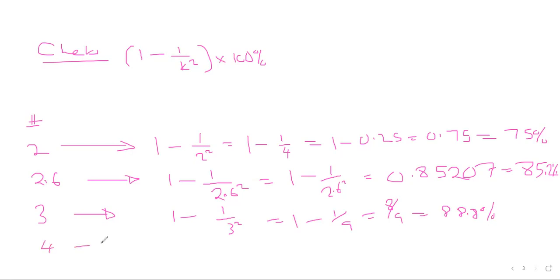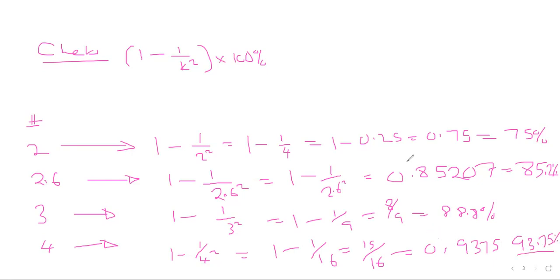About 4, and so on and so forth. 1 minus 1 over 4 squared. This is 1 minus 1 over 16. This is 15 over 16, which is 0.9375. So this is 93.75%. Are we together? Are we following?